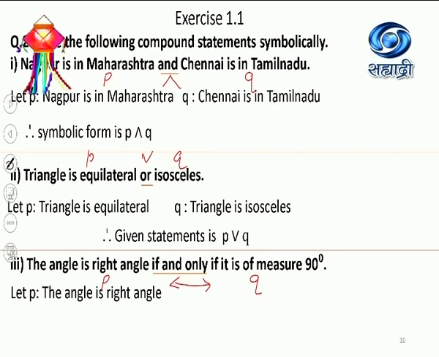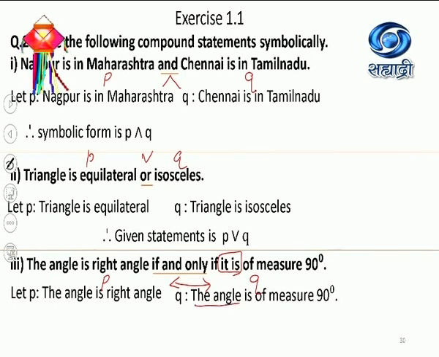P: the angle is right angle. And don't write statement Q as it is, because if you write it like that it becomes an open sentence. So be careful. Students make mistakes here. Be careful that when you are writing the second statement, do not start with it is or he is. No, write the proper word to make it a statement. Q: The angle is of measure 90 degrees, and the symbolic form will be P if and only if Q.